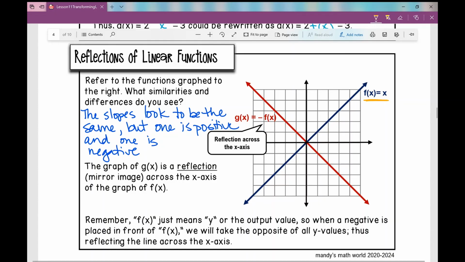if f of x equals x, and f of x is fancy for y, g of x equals negative f of x, that's saying negative y. Or instead of negative, I like to say opposite y. So all of my x values will have an opposite y value, which creates this look right here. The graph of g of x is a reflection, which is a mirror image, across the x-axis.